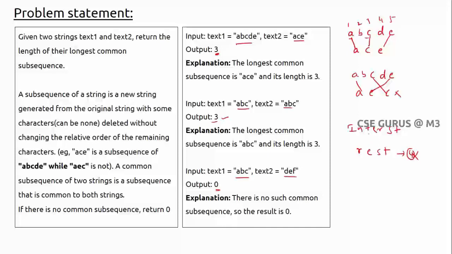Now you can see, R with R is not a match, so I have to ignore this one. I'll start with E, E with E, S with S, and T with T. Yes, there is no intersection. That's why the longest common subsequence for rest is 3. For nest and test, you will get 4. So that is the longest common subsequence here.